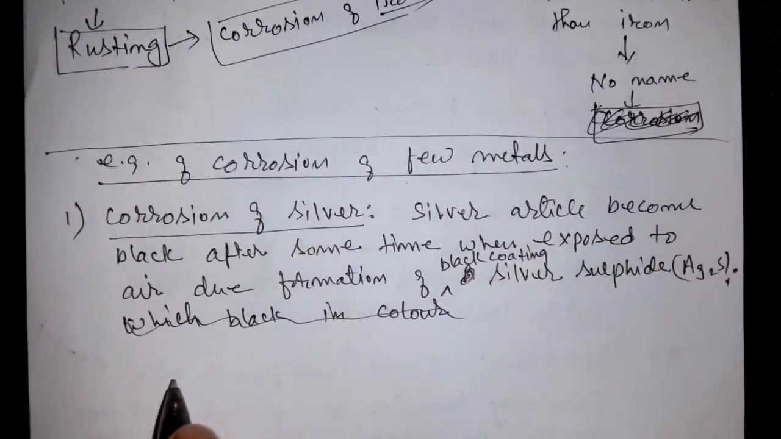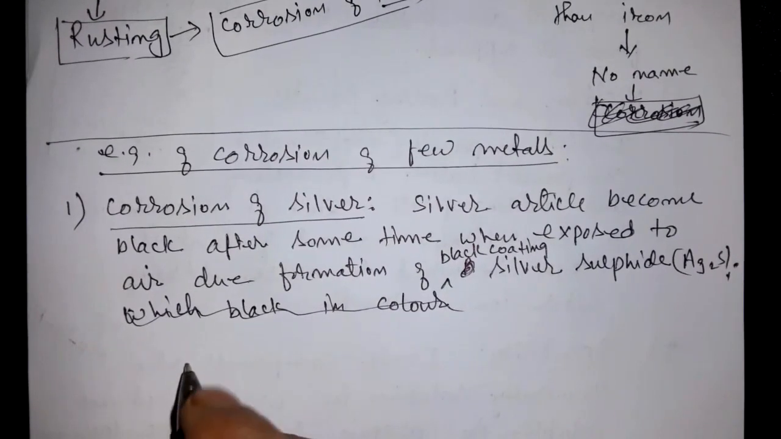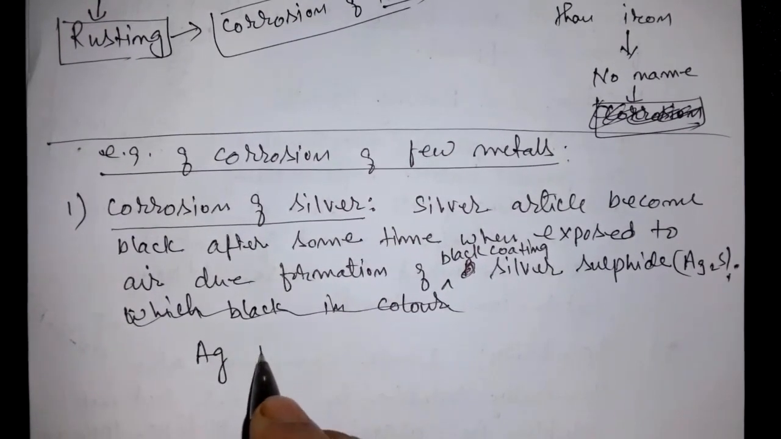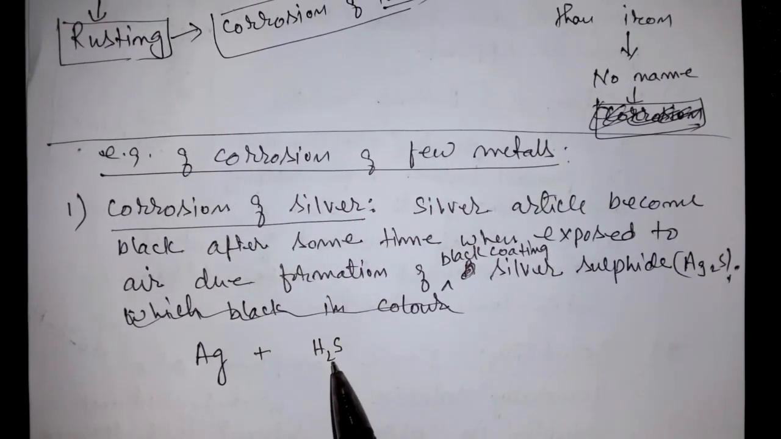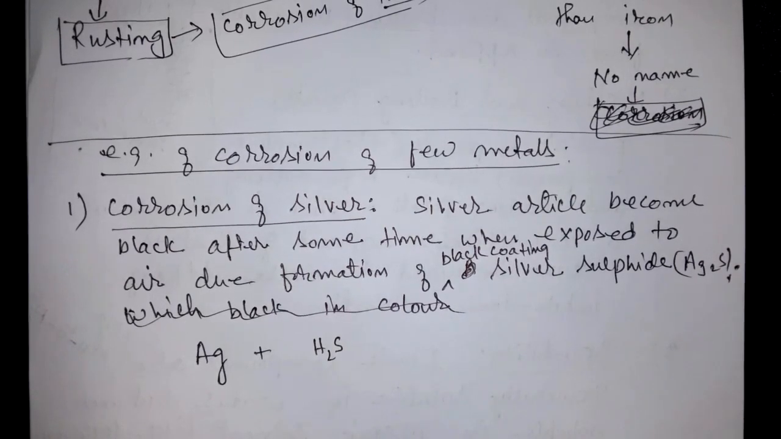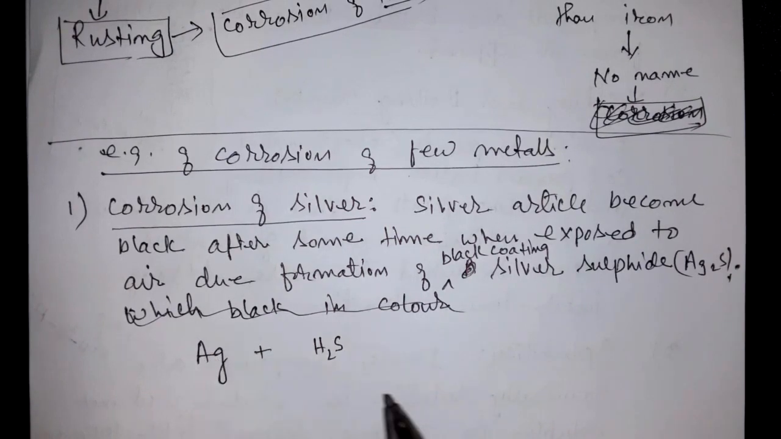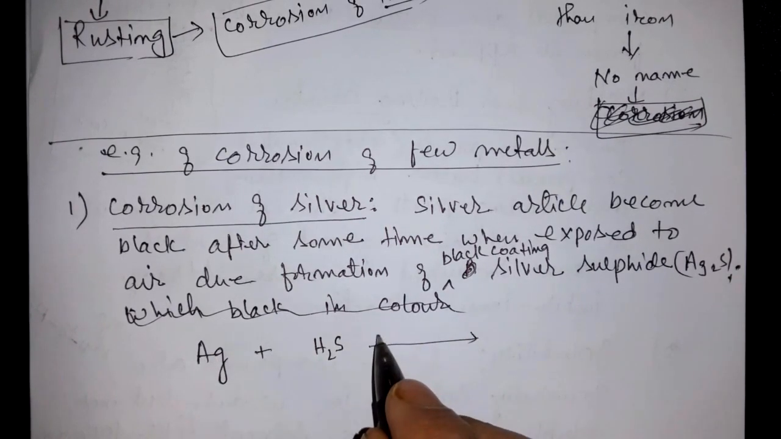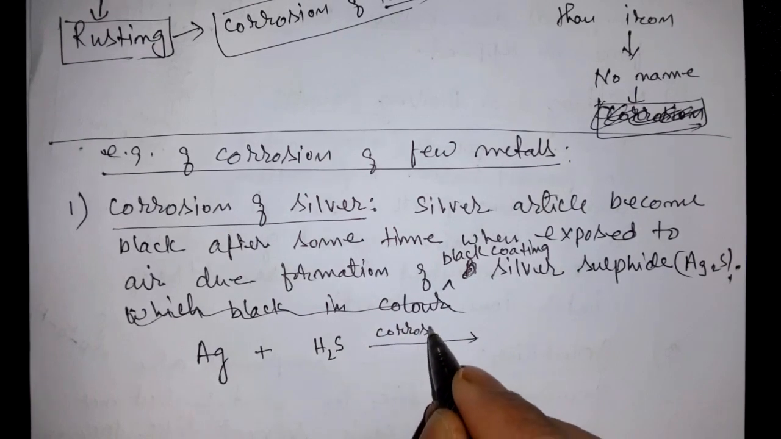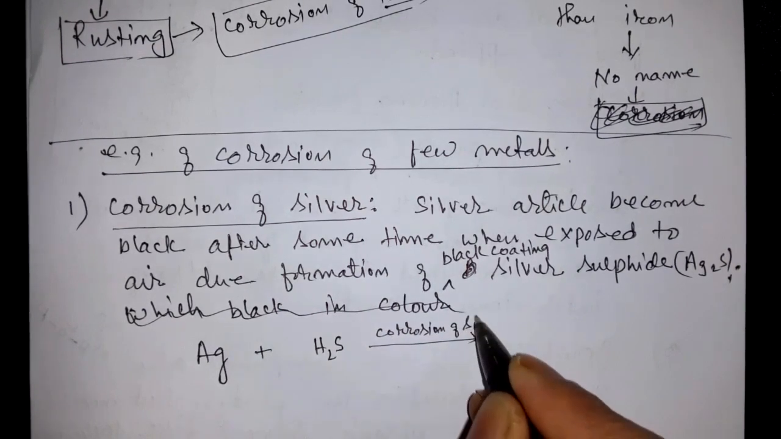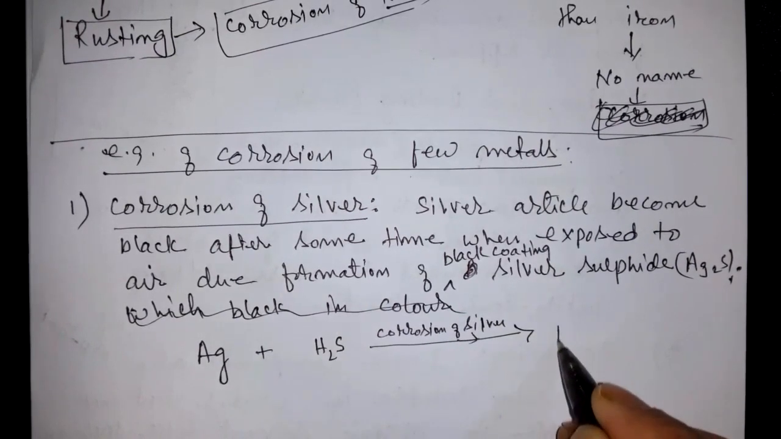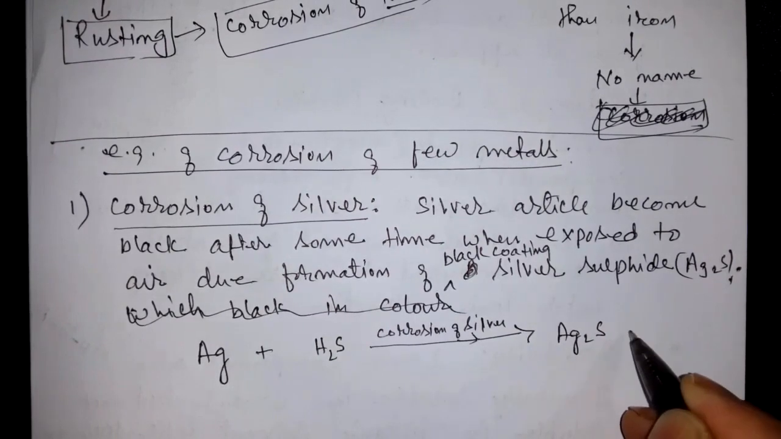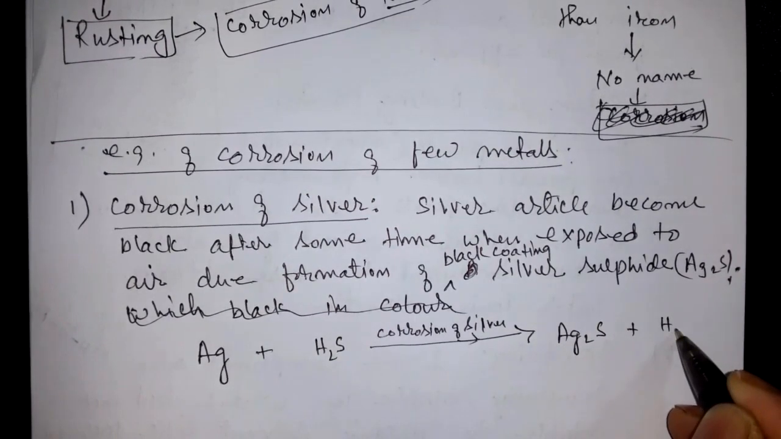The reaction is not in a textbook, but if you want to know the reaction for general knowledge, silver will react with H2S, hydrogen sulfide. This gas is present in the atmosphere in very small amount. So from here, sulfur will go there. This is corrosion of silver, this reaction. So silver sulfide will be formed and hydrogen gas will be released.